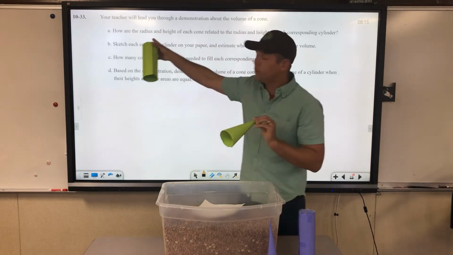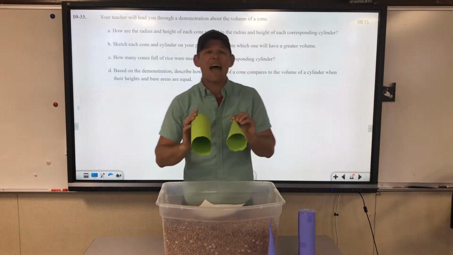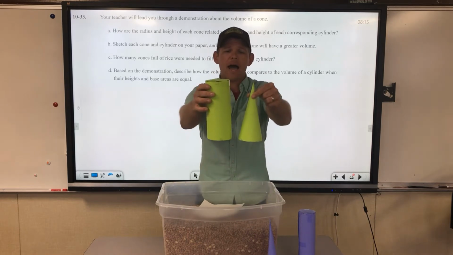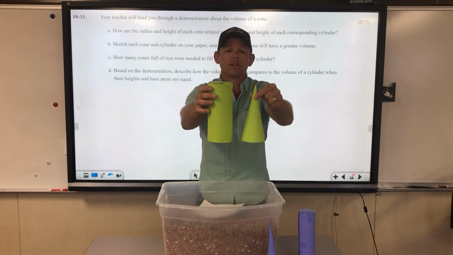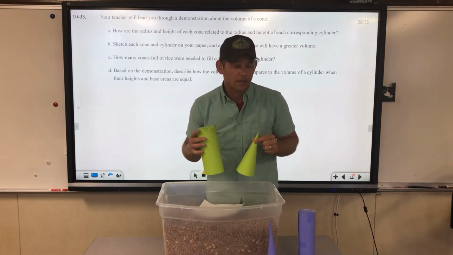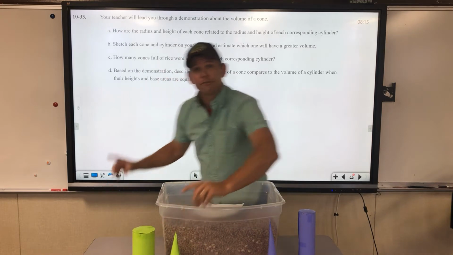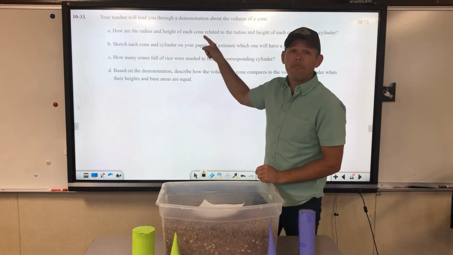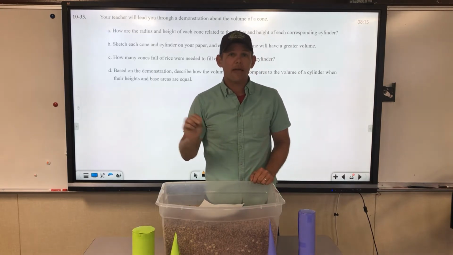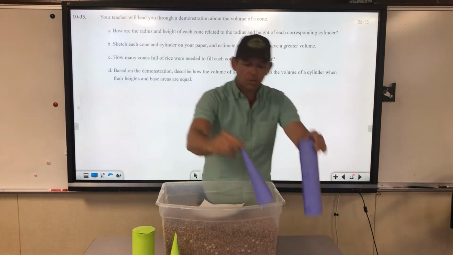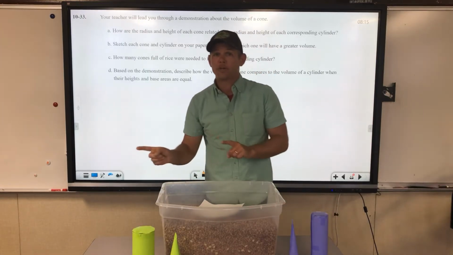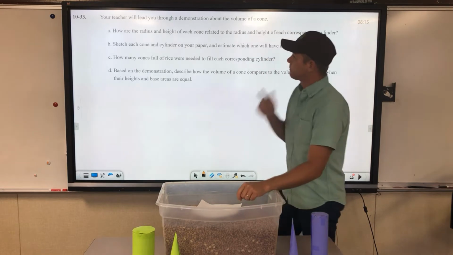So for problem letter A, they have a matching radius. And if I look at the height of the cone and the cylinder, I can also say that they have a matching height. So to answer letter A, they both have a matching radius and height. And I want you to notice that in both of my examples, that is true.